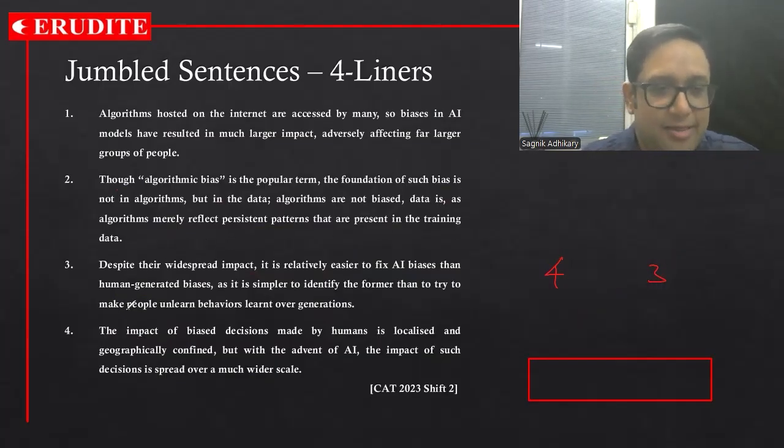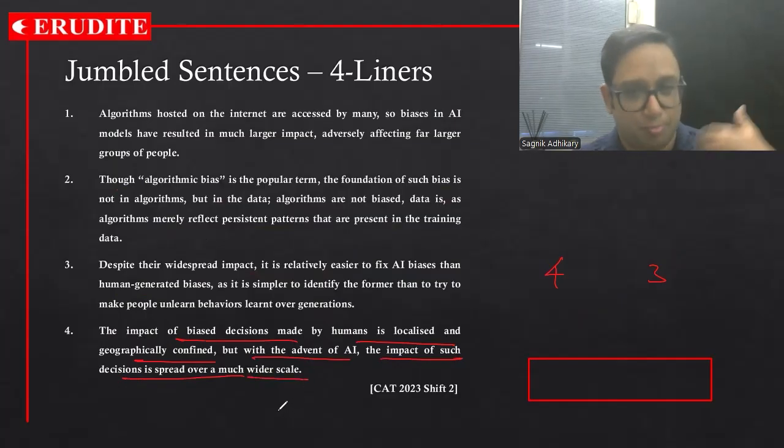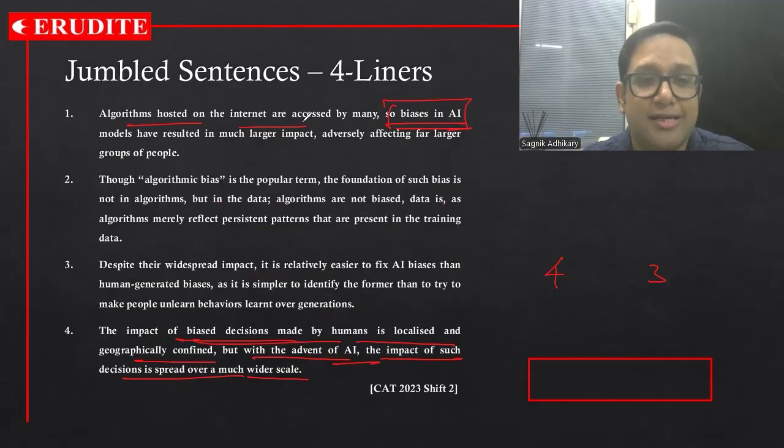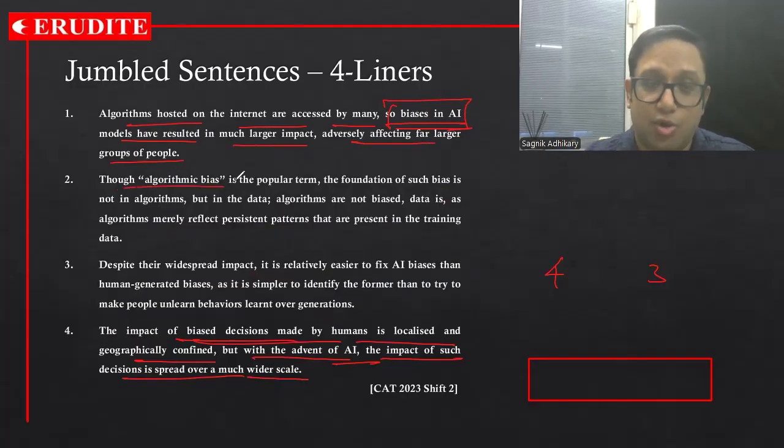Let's check. If that be the case, the impact of biased decisions made by humans is localized and geographically confined. But with the advent of AI, the impact of such decisions is spread over a much wider scale. Now, this bodes very well for us because we realize this talks about biased decisions made by humans, talks about AI, but doesn't talk about AI bias. Bias in AI is then introduced in statement 1 here. Algorithms hosted on the internet are accessed by many. So biases in AI models have resulted in much larger impact, adversely affecting far larger groups of people. Though algorithmic bias is the popular term, the foundation of such bias.